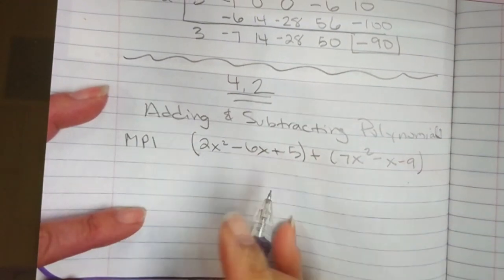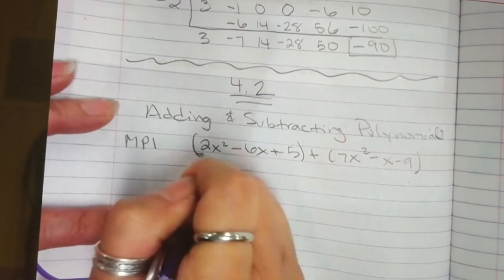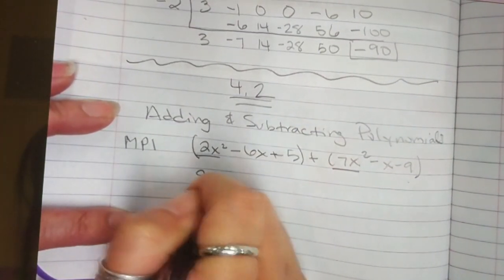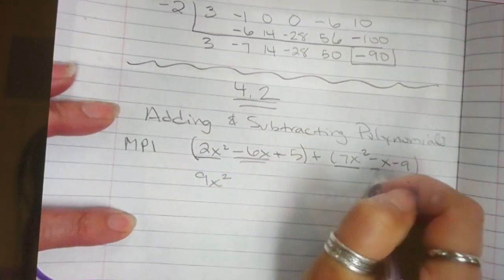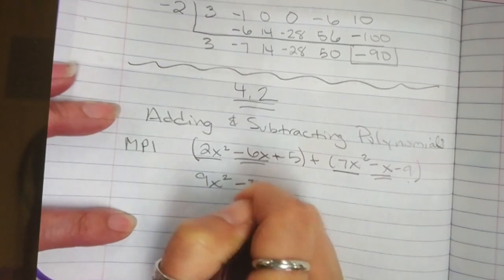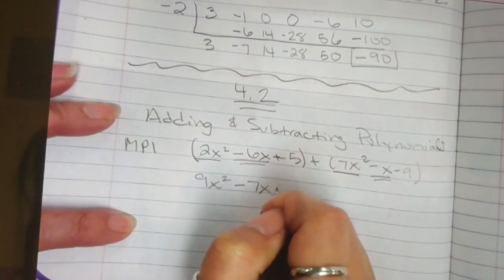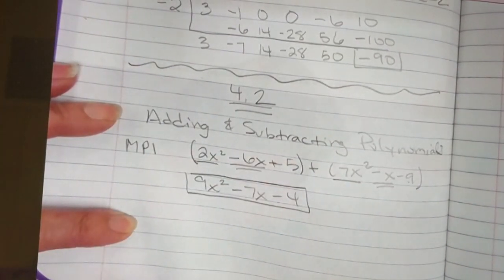Okay, I'm going to move on to section 4.2, which is adding and subtracting polynomials. Let's just collect like terms. 7x squared and 2x squared? 9x squared. Good. Negative 6x and negative 1x? Negative 7x. Okay, 5 and negative 9? Negative 4. Okay, no problem.